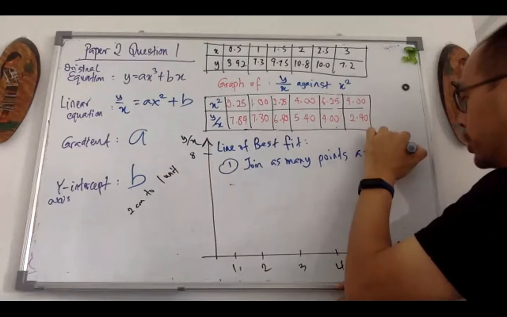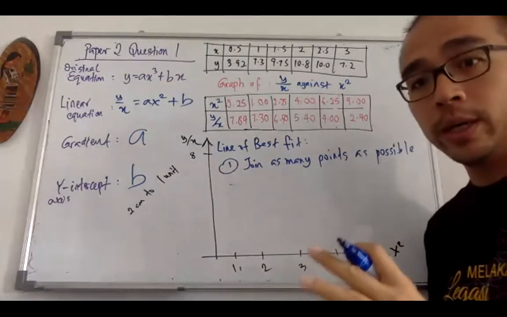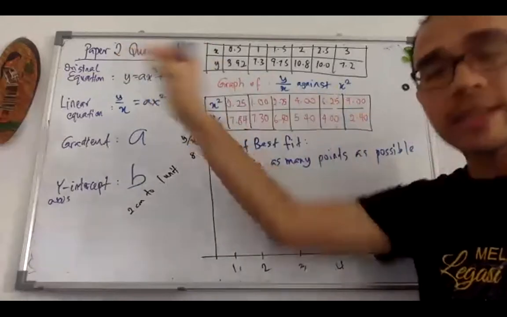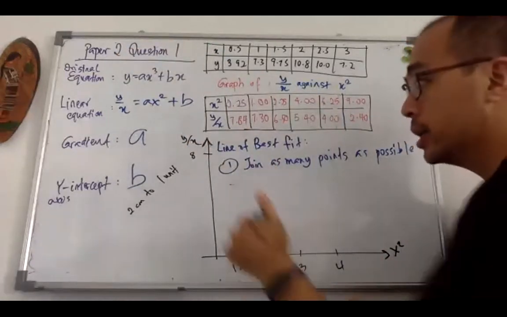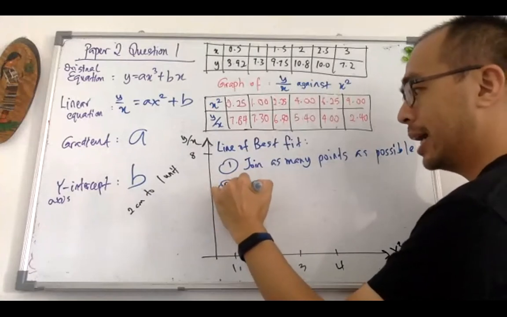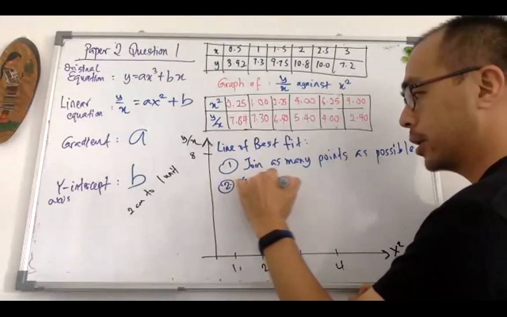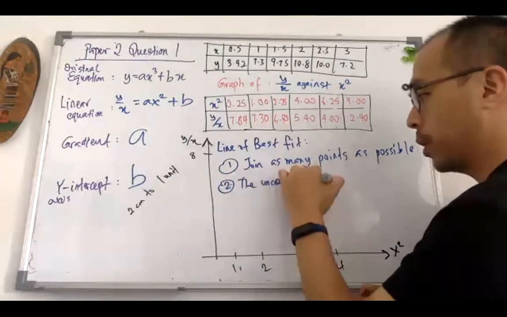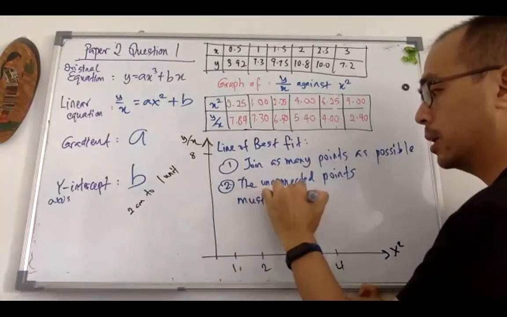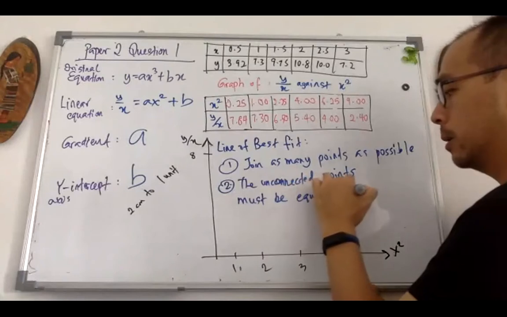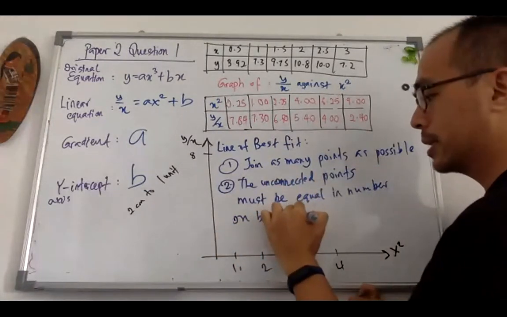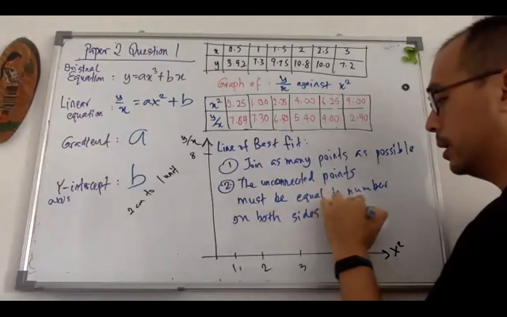You are not going to get a perfect graph. Let me tell you, 70% of the time you will not get a beautiful graph where everything is connected. Very rare. So if you cannot join, the unconnected points must be equal in number on both sides of the line.